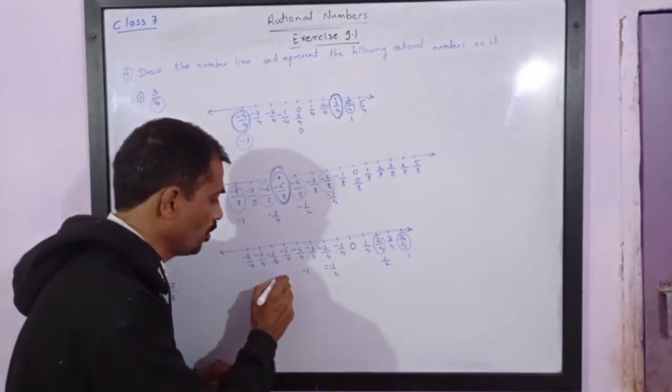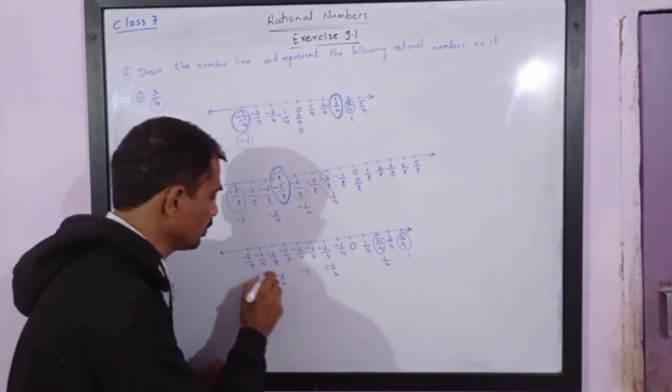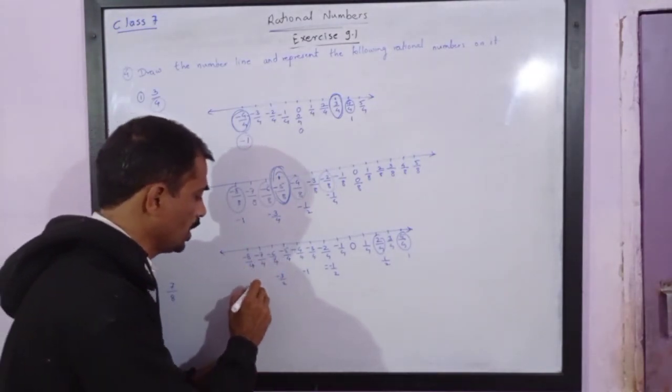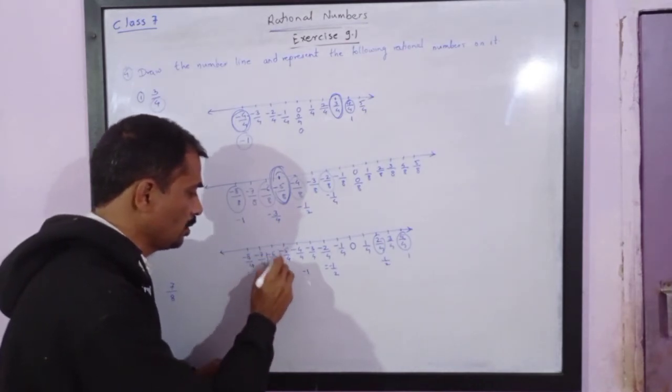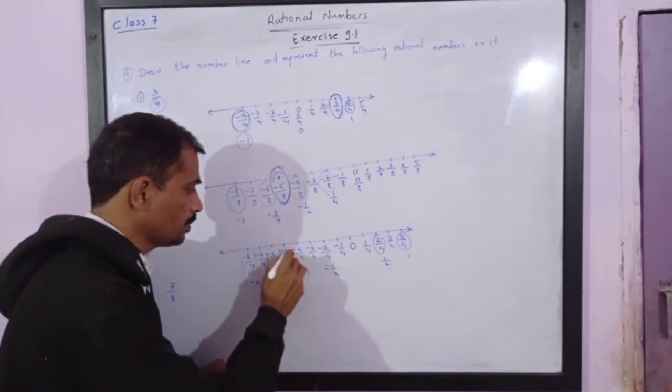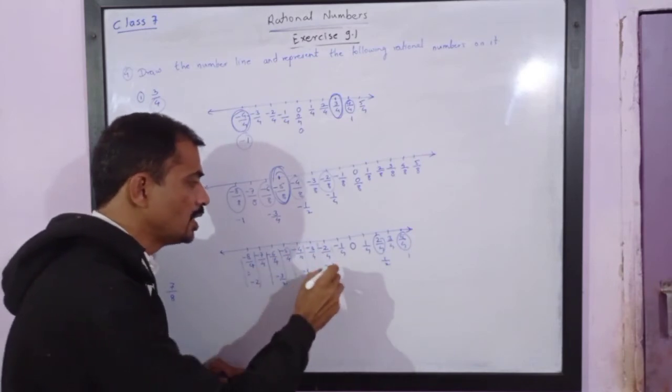Negative 6 upon 4 is negative 3 upon 2. And negative 8 upon 4 is negative 2. Please try to understand, these numbers can be written in standard form.